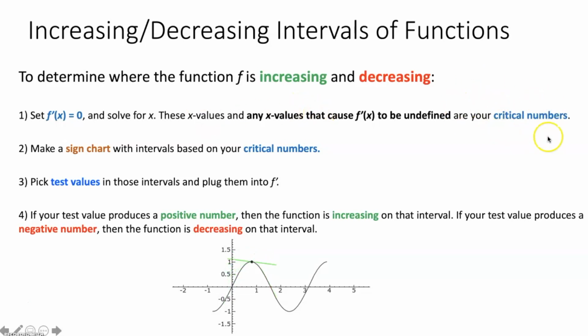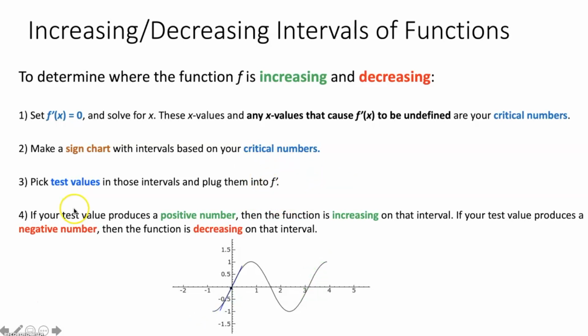We are then going to take those critical numbers and make a sign chart with intervals that are based on those critical numbers. Typically we are going from negative infinity to positive infinity, and we need to break up that interval based on your critical numbers, and we'll do that in a second. We are then going to pick test x values on those given intervals to plug into the first derivative. So if your interval is from negative infinity to 0, you're going to plug in something like -1 or -2 or -3, an x value that's on that given interval, and you're going to plug it into the first derivative.